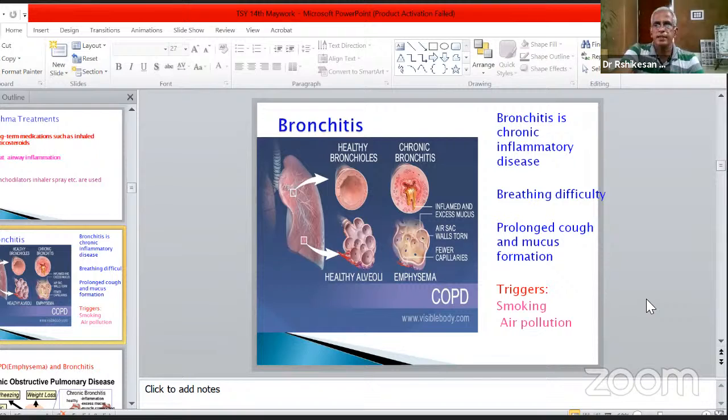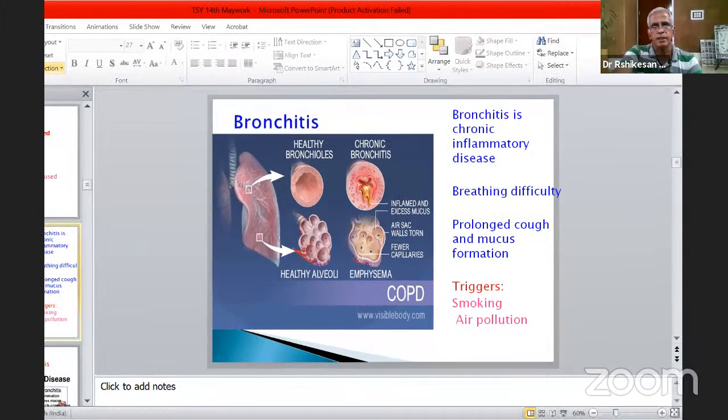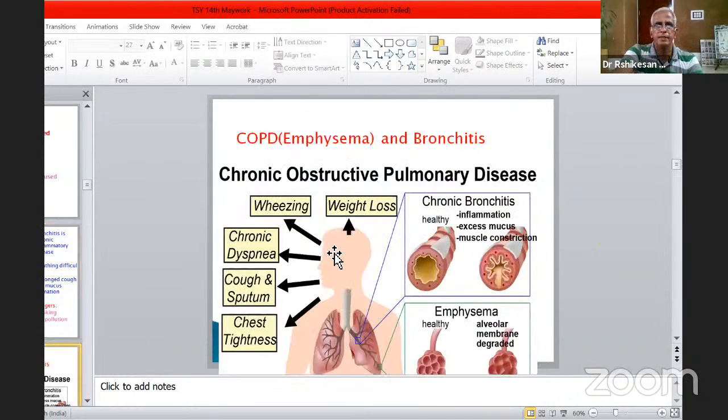So bronchitis is a chronic inflammatory disease, and its triggers are smoking, air pollution, all this. At the bronchi level there is swelling, and the symptoms are prolonged cough and mucus formation. Basically the same thing, the air path getting disturbed. Then COPD is chronic obstructive pulmonary disease, which is a more serious and degenerative type of disease.